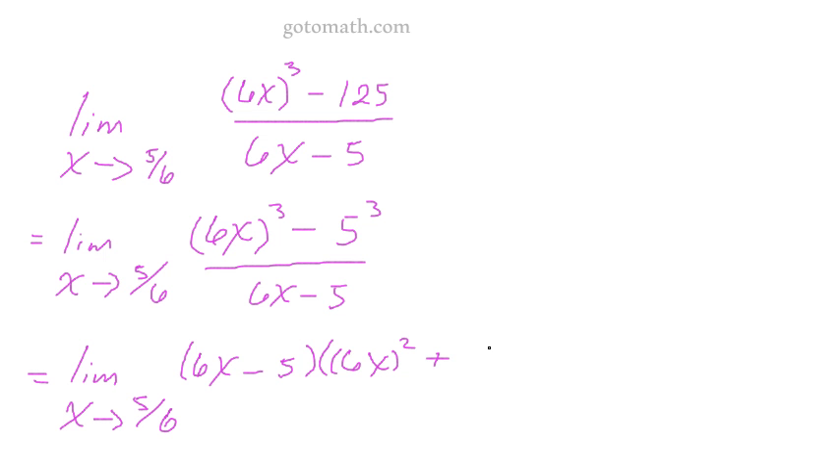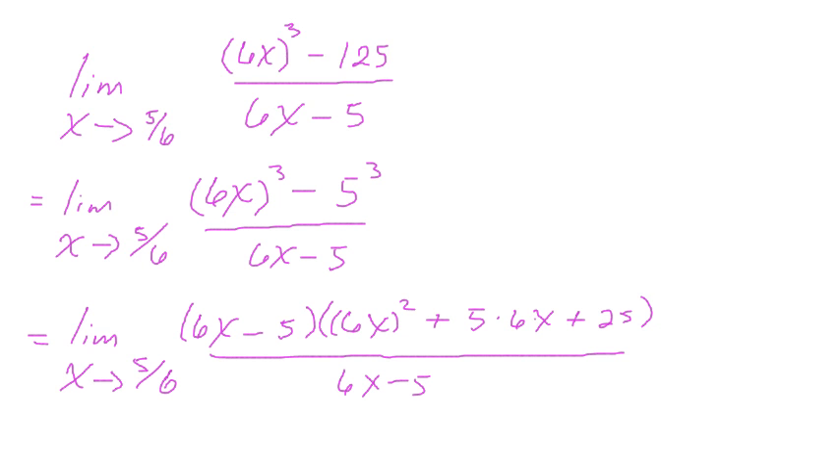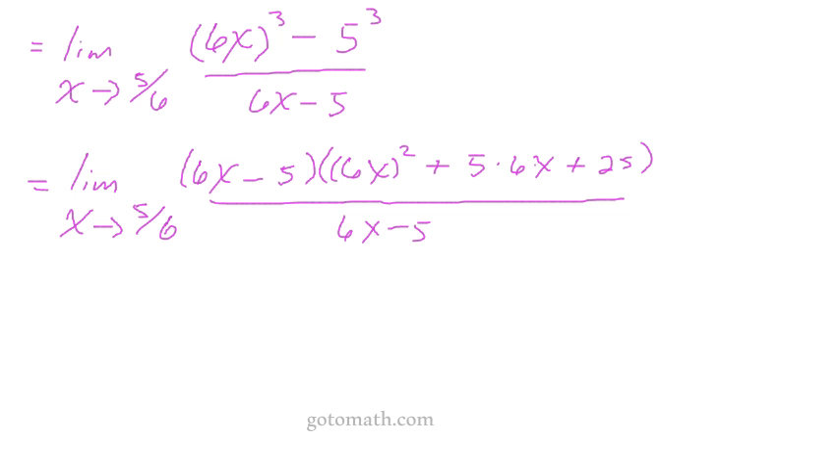Now we carry this 6x over, but I'm going to use this 5, write the 5 first. And then we have the 6 times x here. And of course this is always a plus, and we square that number and that becomes 25. And now we just go ahead and rewrite the denominator. And now what we're going to do is do the canceling part.